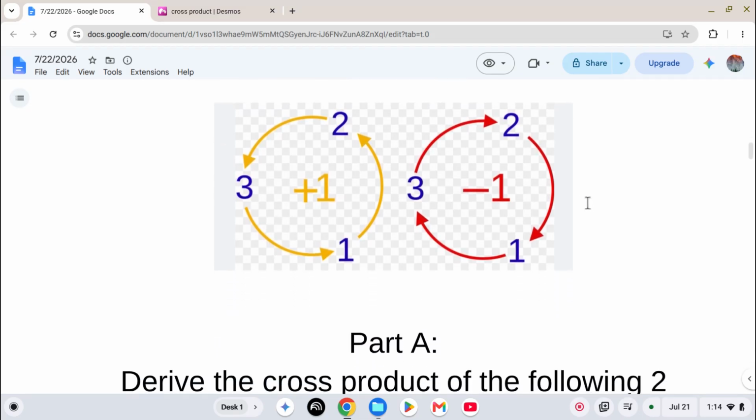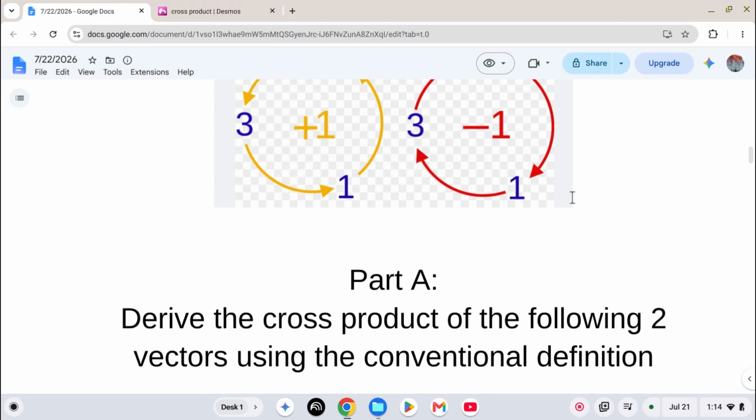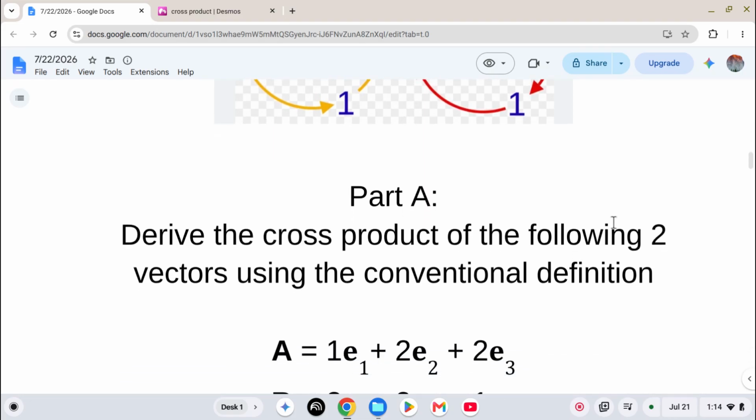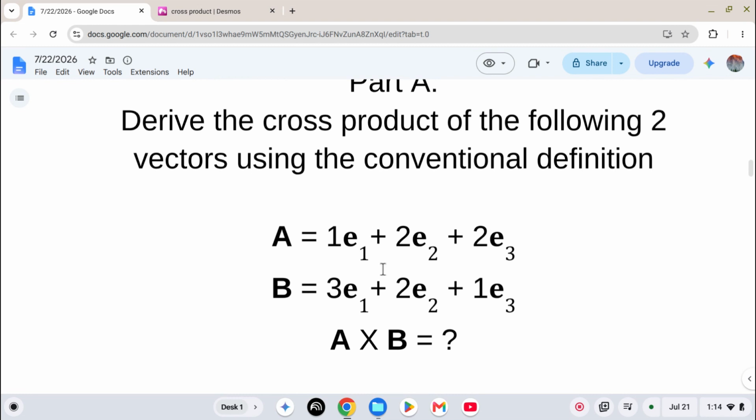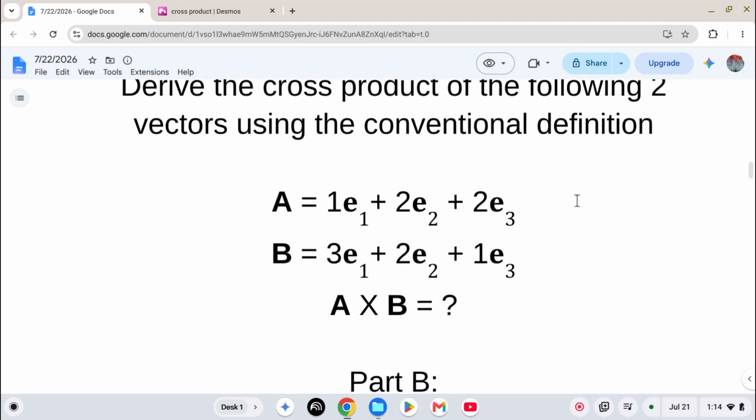So, part A of this, we're going to do it old school first. Derive the cross product of the following two vectors using the conventional definition. And we've all done this before. So what is A cross B? Just do it the way you learned.